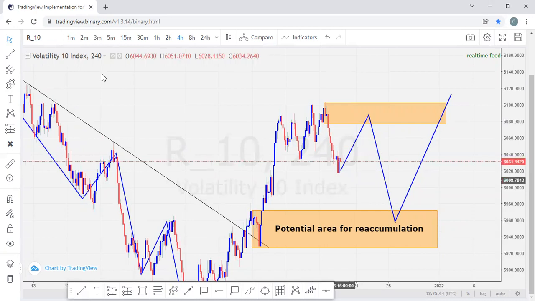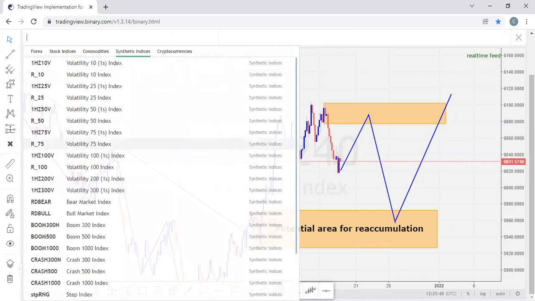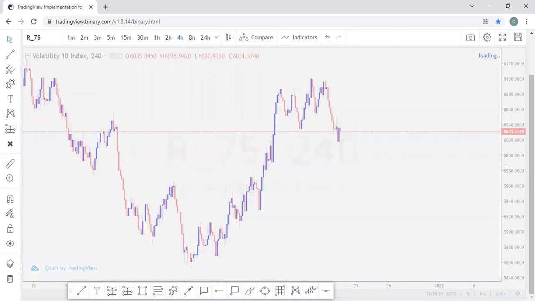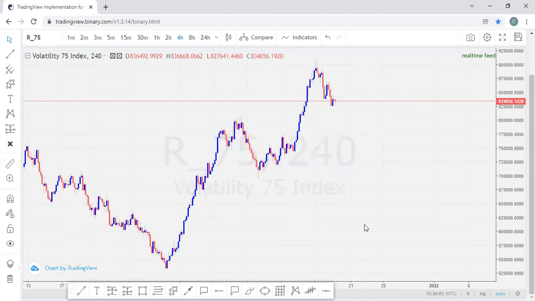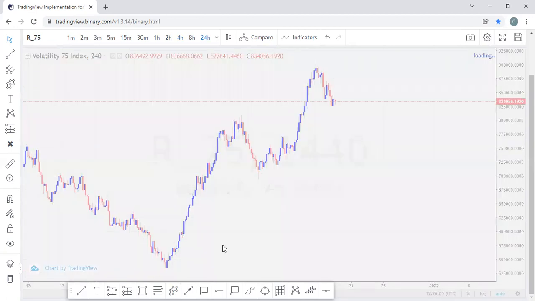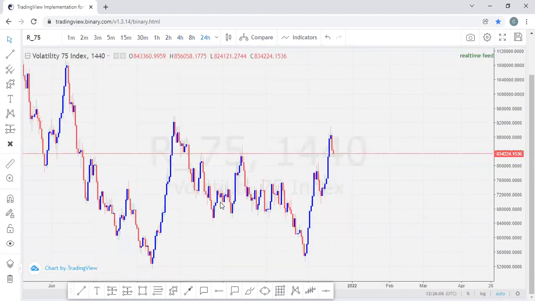All right, so let's go to the next assets. We'll just be doing four and we're done. Let's go to the most popular one, which is volatility 75. This is the most popular traded asset in the synthetic pair, the volatility 75, right? So let's remove all this markup here. Let's go to the daily time frame. Remember, you always start your analysis on the daily time frame before the smaller ones, right?